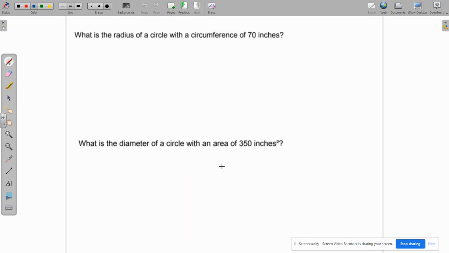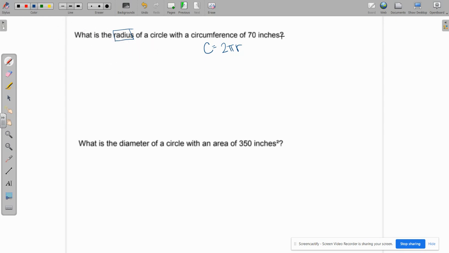What is the radius of a circle with a circumference of 70 inches? So this one we're working backwards. Our circumference is 70 inches. Remember, circumference equals diameter times pi, or circumference equals 2 pi r. Since we're looking for the radius, I'm going to utilize this equation.